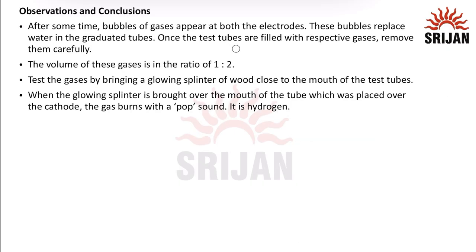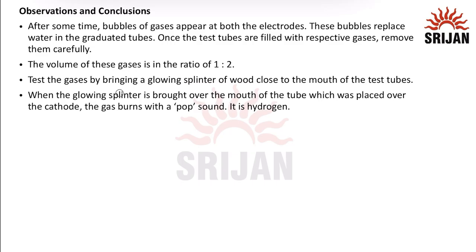Once the test tubes are filled with the respective gases, remove them carefully. The volume of these gases is in the ratio of 1:2. We will see that the volume in one test tube and the volume in the other test tube will be in the ratio of 1:2, okay, of the gases.